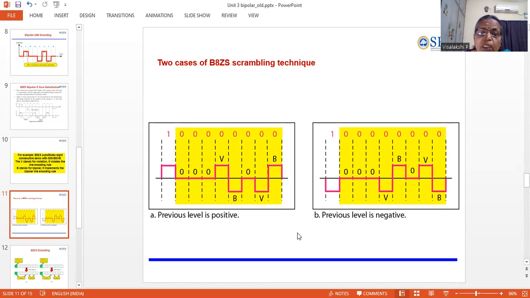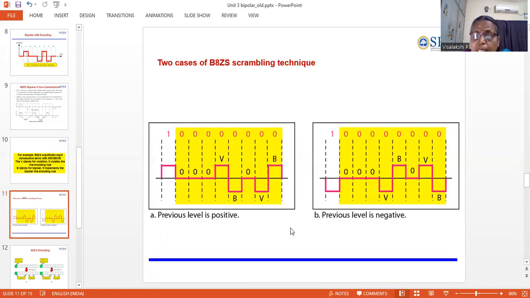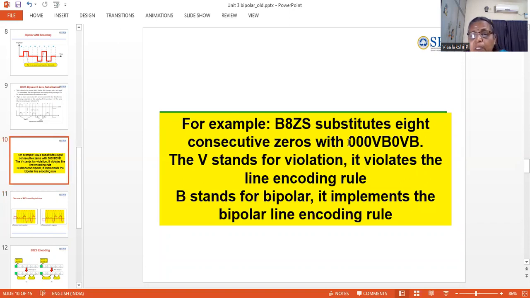That pattern will be used here, and then the previous level is negative. There are 2 cases discussed here. One is a positive value, another one is a negative value. If it is negative, it uses the rule that B stands for bipolar. It uses the bipolar value here, and then the 3 zeros as the minimum. Then it violates, then it takes the bipolar value. So altogether, you have to remember that 000VB and 0VB is the pattern which is used for B8ZS.